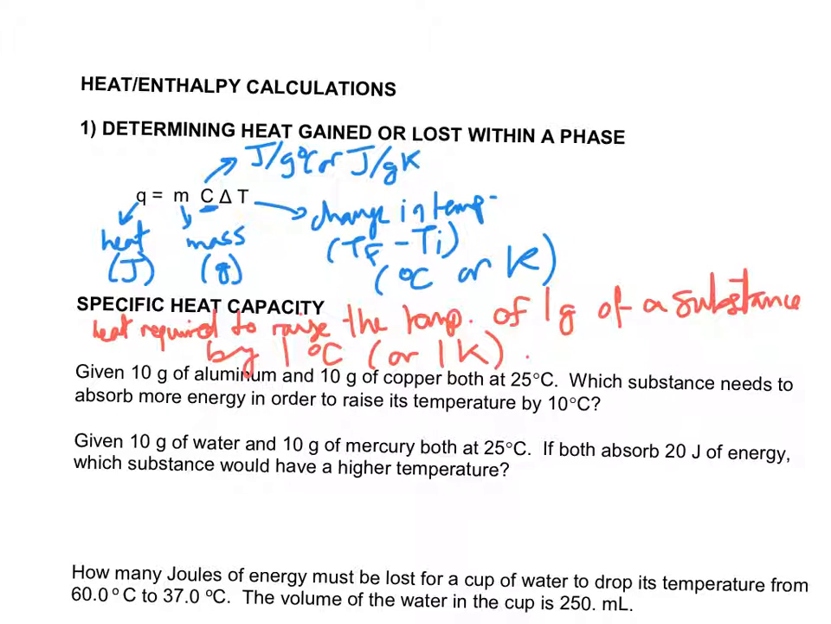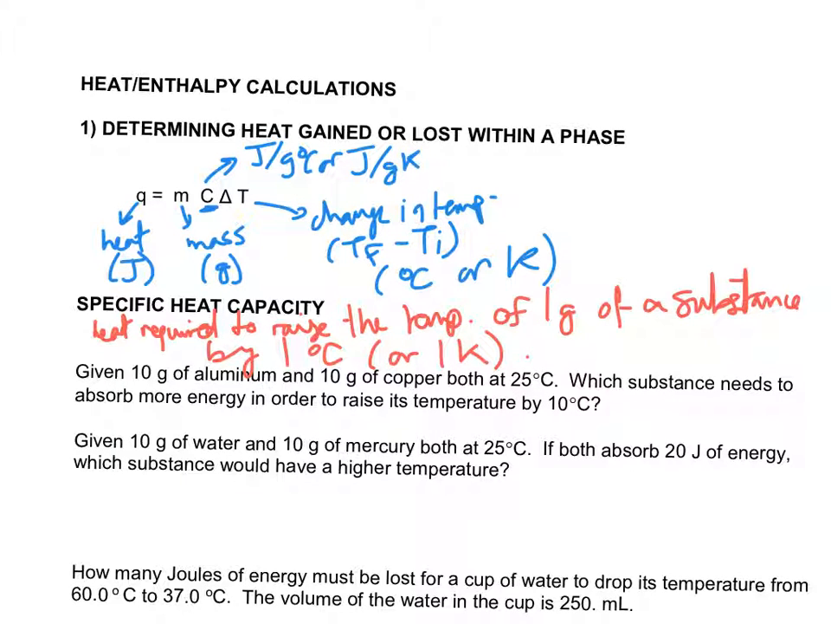Now this definition should sound very familiar to you, right? It sounds just like the definition of a calorie, except there's one word that's different. In a calorie, it's raising 1 gram of water by 1 degree Celsius, as opposed to here, raising 1 gram of any substance. So a calorie is actually the specific heat capacity of water. So let's think about this. It's how much energy I need to raise 1 gram of my substance by 1 degree Celsius.